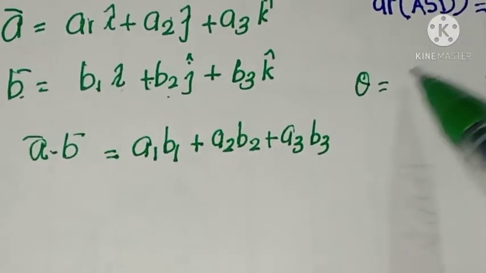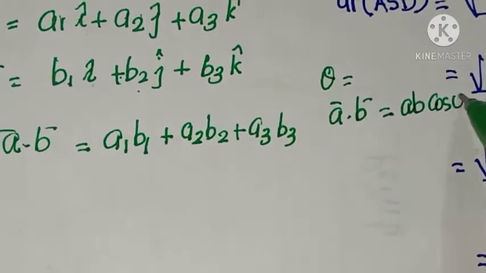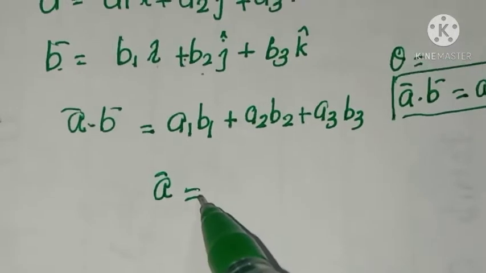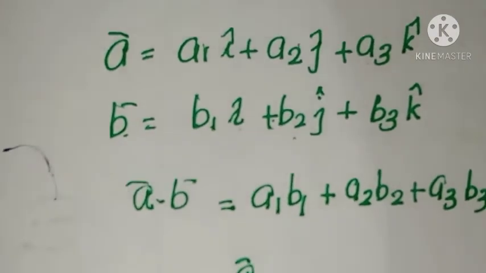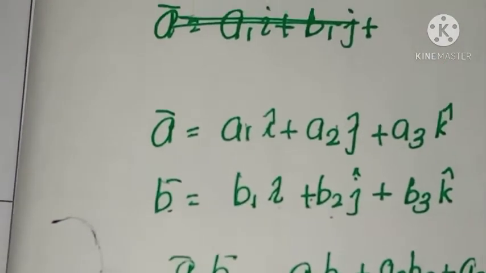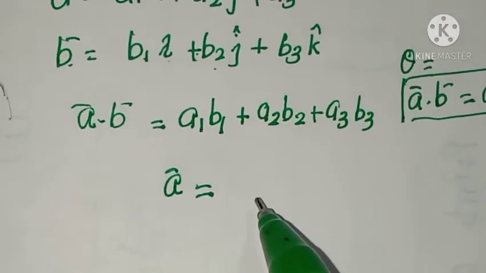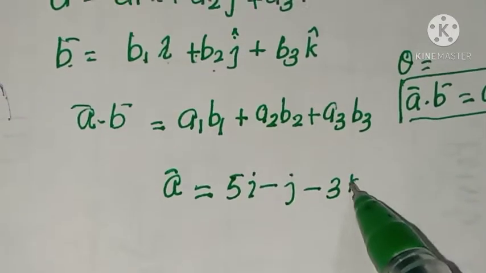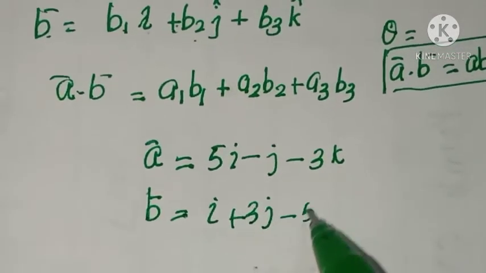Suppose theta is given, then we can use the direct formula AB cos theta. Otherwise, use this result. For example, vector A is equal to 5i minus j minus 3k, and vector B is equal to i plus 3j minus 5k.